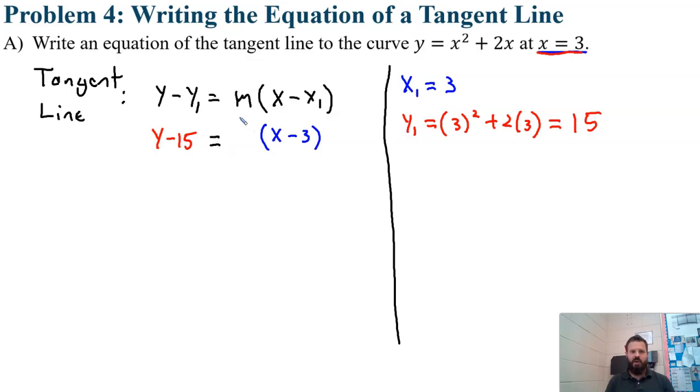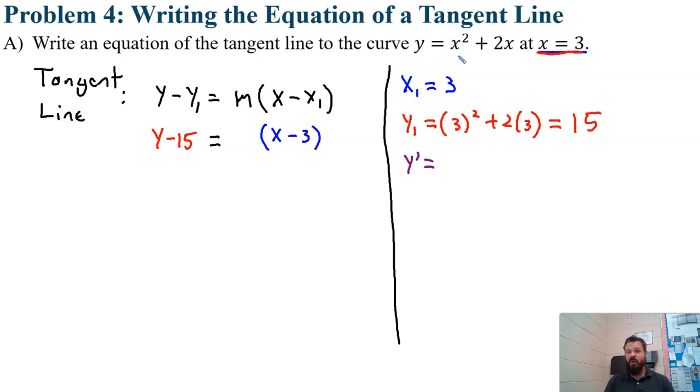And then from there, we just need to find the m. In other words, the slope of the tangent line at x equals 3. First thing we'll do is find the equation for the derivative. We'll find y prime.